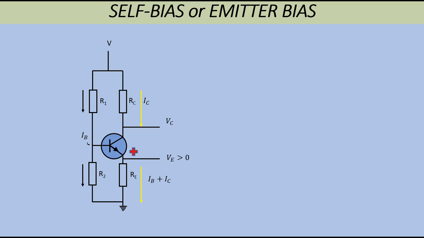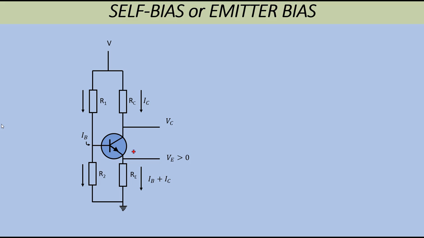Now we know that the beta value for the transistor is the ratio of the collector current to the base current. So if the beta value is fixed and the base current has gone down, the collector current must also go down. So consequently, the collector current gets pushed back towards its original value, and the transistor is pushed back to the same operating point on the characteristic curves.